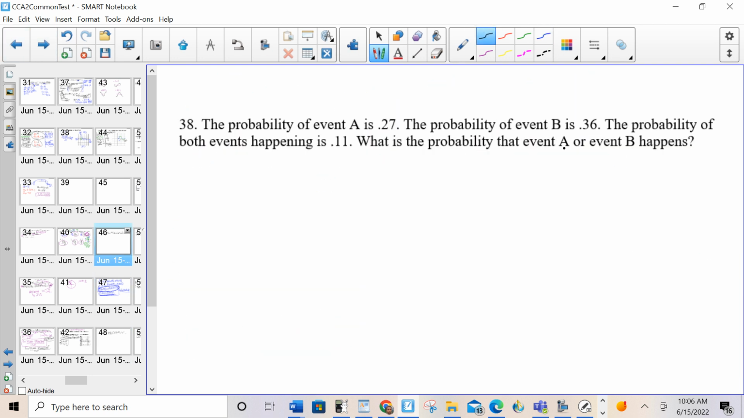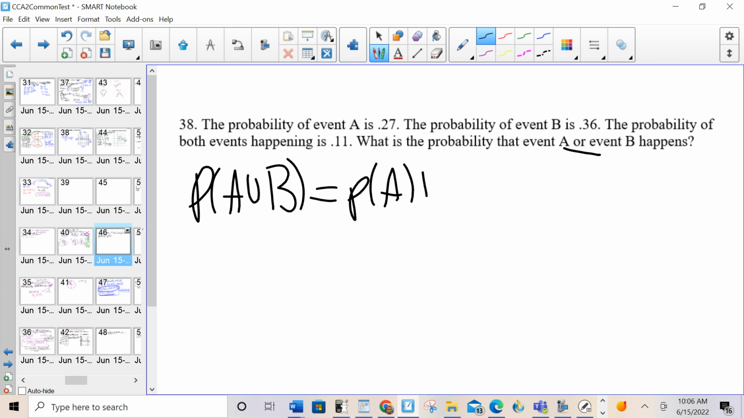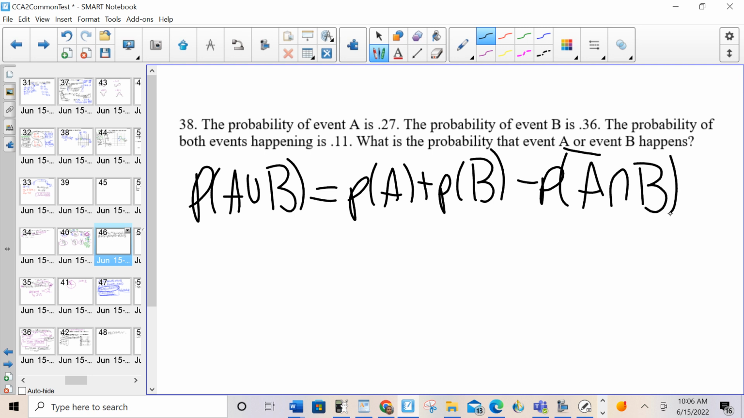"Or" is a very key word. P of A or B equals P of A plus P of B minus P of A and B.